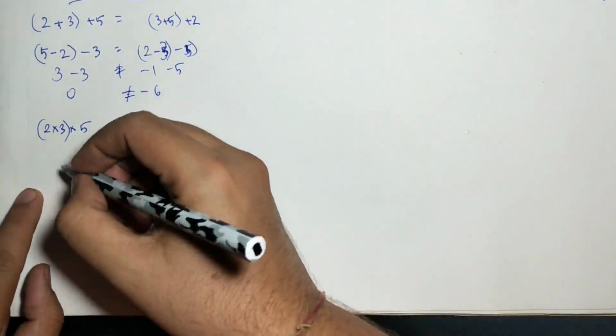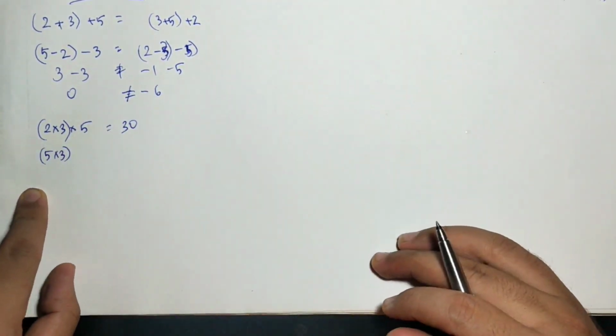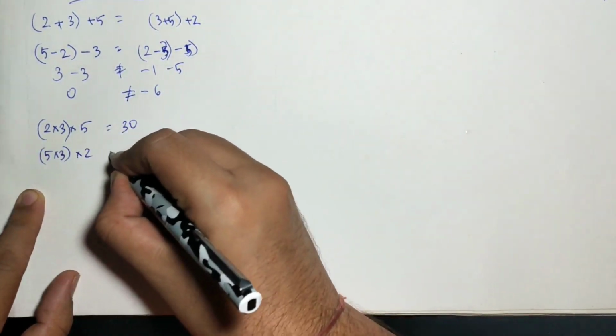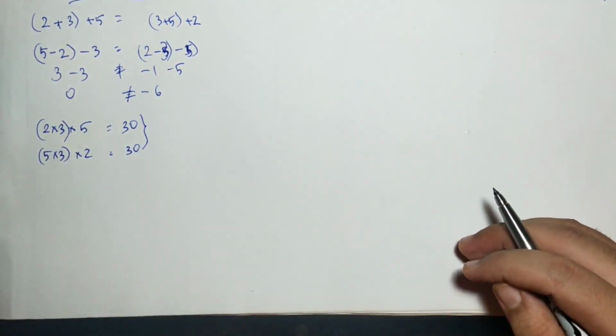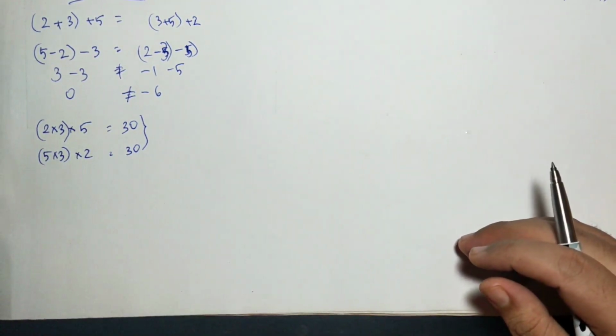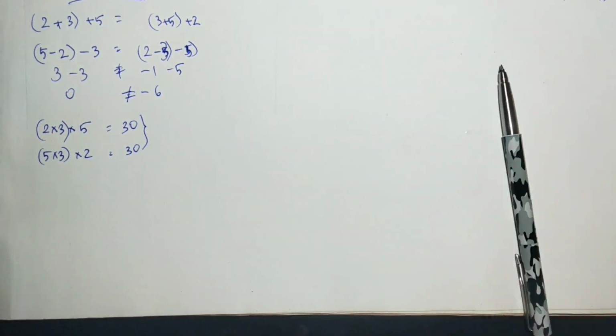Either way, let us multiply 5 into 3 first. 5 into 3 will be 15. 15 into 2 will be 30. As they both came out to be same, it means that associative property holds good for multiplication. If three numbers are multiplied together, you can multiply any two numbers first and then multiply the third one.